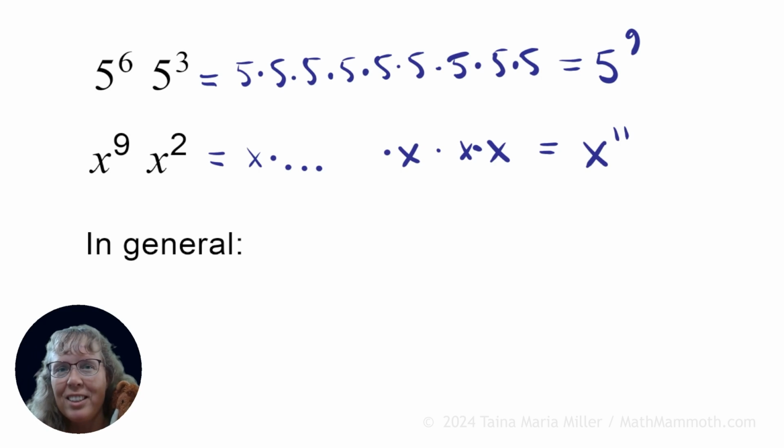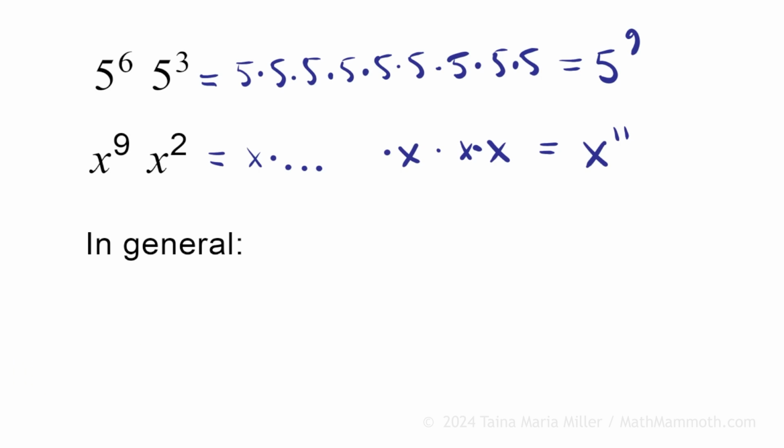Or simple rule. In general, let's write this rule or law now using just variables. So we will have x to the mth power times x to the nth power. And that can be written in a shorter way as x to the sum of those exponents, m plus n.